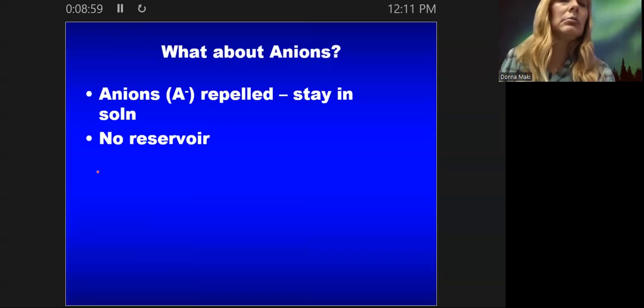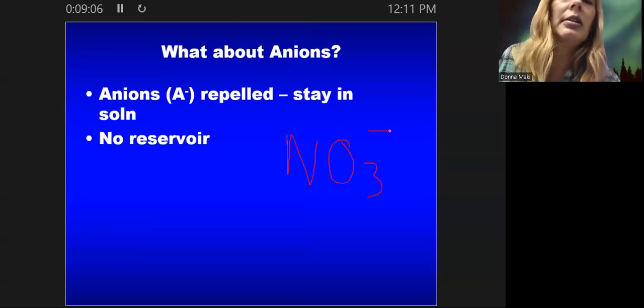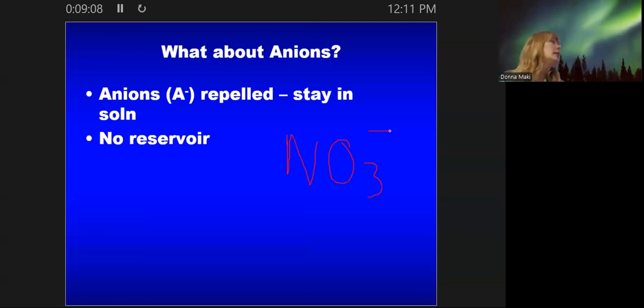Most plants, when you think about plants, their favorite form of nitrogen is, actually, the fertilizer gets applied as ammonia, but naturally, they like nitrate. NO3 minus is nitrate. That's their favorite.